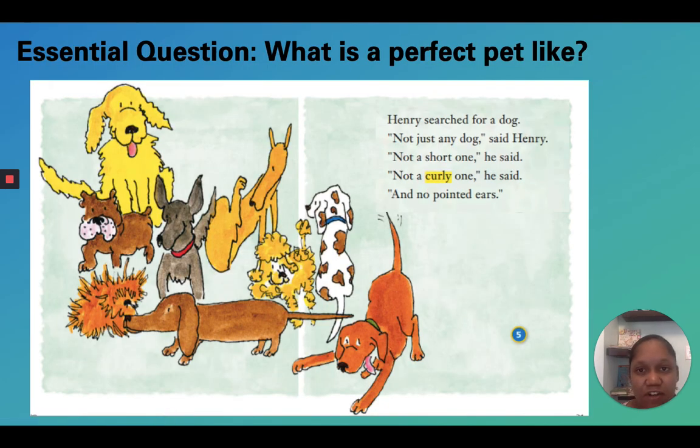Now let's finish off by looking at the essential question. What is a perfect pet like? Right? When Henry was looking for a pet, he went through all these different things. He didn't just want any dog. He didn't want a short one. He didn't want a curly one. And he didn't want one with pointed ears. Now for Henry, he had a very specific idea of what kind of pet he wanted. But I think this is the case for everyone. Everyone has an idea of what their perfect pet is. What's perfect for Henry is probably not the same that's perfect for you. And it's probably not the same that's perfect for me. Everybody has a different perfect.